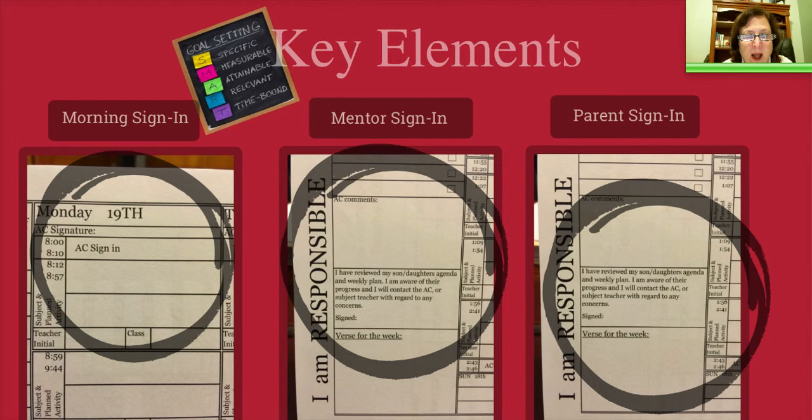Then if you go back to the left-hand side, there's a section that says AC comments. That's actually where your mentor is going to make comments after reviewing your goals with you. And then underneath that, on the left-hand side, it says, I've reviewed my son/daughter's agenda and weekly plan. I'm aware of their progress and I will contact the academic coach or subject teacher with regard to any concerns. There's a place for your parent to actually sign that they're looking at your planner and understand how serious you take this activity.